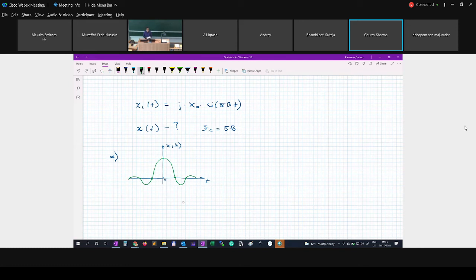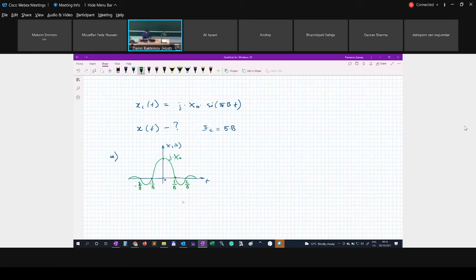Yes, on the left it's also multiples of 1 over b. At the first point, it will be 1 over b, then it will be 2 over b, and so on. So it was absolutely right. Minus 2 over b, and so on. So this is how our time domain signal looks like. And amplitude will be j times x0.